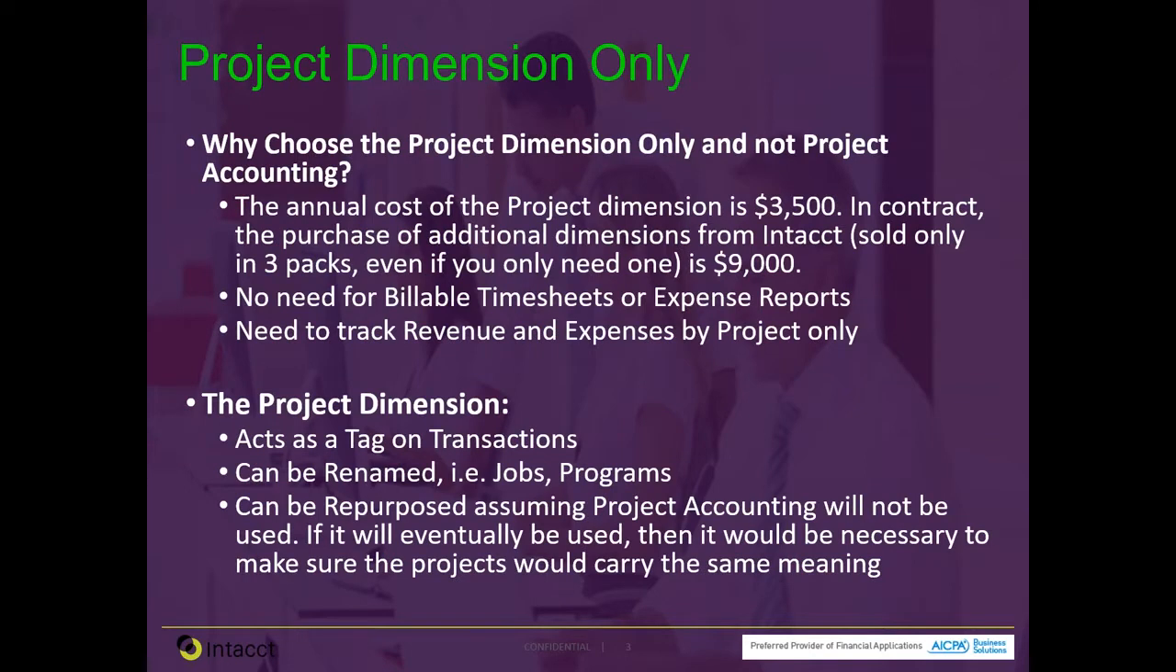If you are using the core Intacct accounting and you decide that you have to have one more dimension, maybe you're just short one dimension and you don't do project accounting, but you need some way to get an additional reporting unit in your system, then you can subscribe to the project dimension. There is a cost. It's $3,500 a year. But if you contrast that against buying additional dimensions from Intacct, which are only sold in bundles of 3, even if you only need 1, that cost is $9,000 a year. So it's much more affordable.